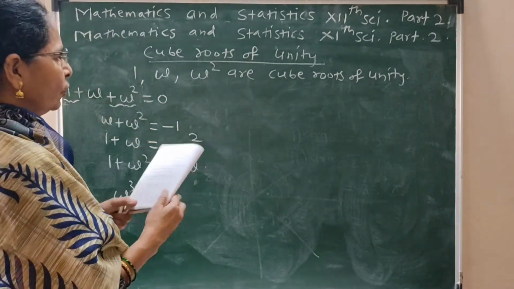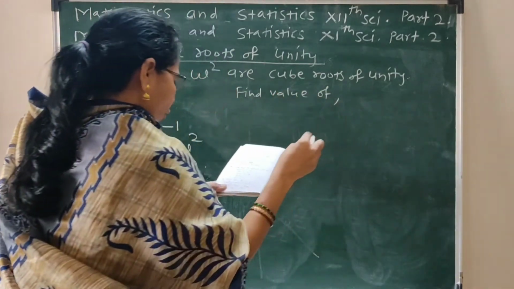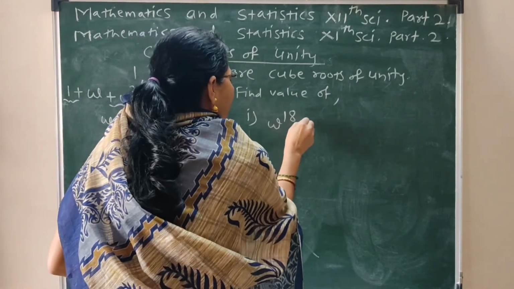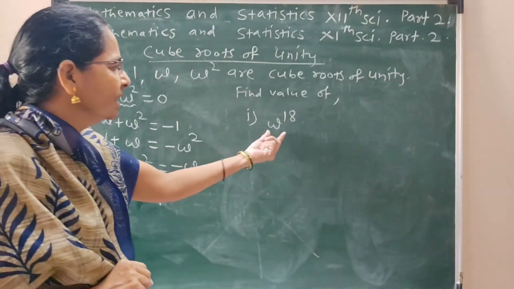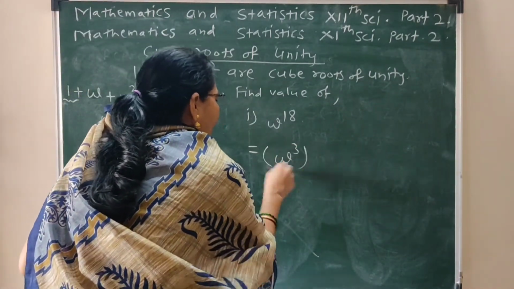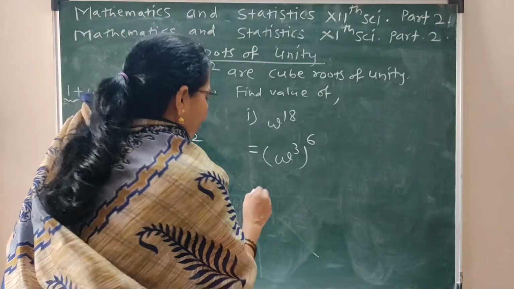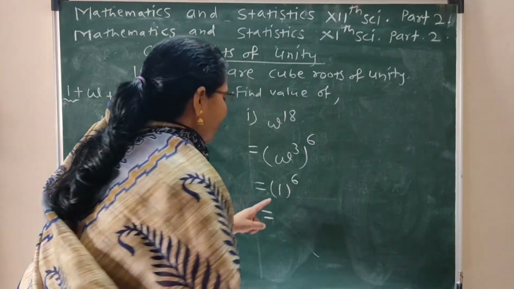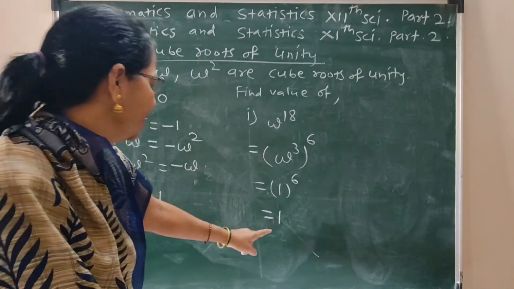First question: find the value of omega raised to 18. We know that omega raised to 3 is 1. So always write omega raised to 18 in omega raised to 3 form. Divide 18 by 3, so here is 6. You know that omega cube is 1, so 1 raised to 6, and 1 with any index value is 1. So omega raised to 18 is 1.